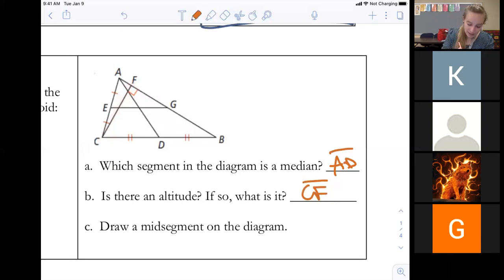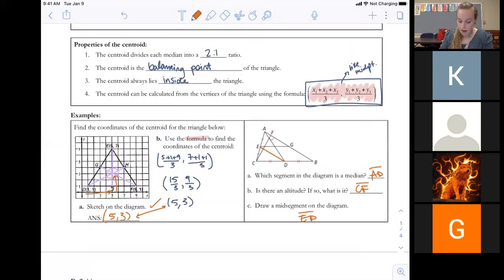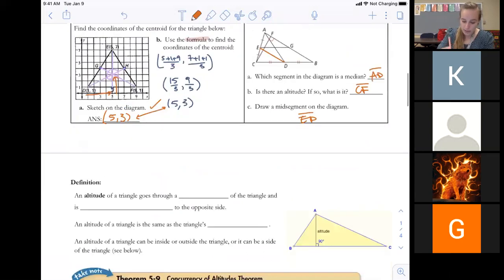So I can connect E and D, and that would be my midsegment. So ED, it says draw it on the diagram. I also wrote it in case I needed help. As Ella said, midsegments come from midpoints. So because I have these midpoints of E and D, I can connect them to be a midsegment. Okay, awesome. I'm gonna go off of right what Kamara was saying about the altitude on the next page.